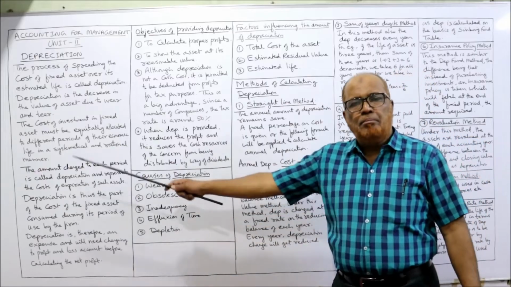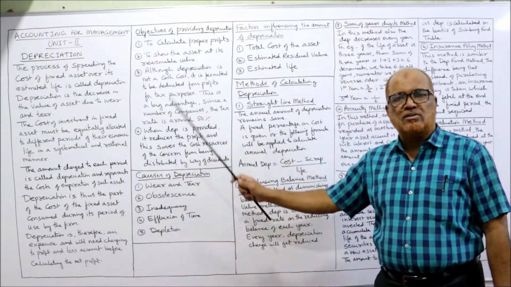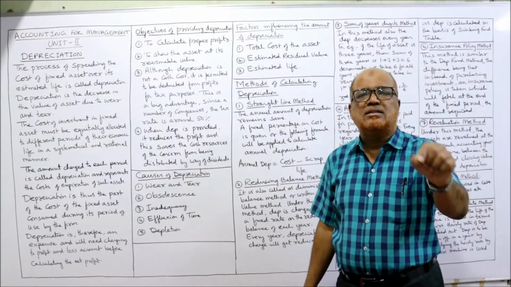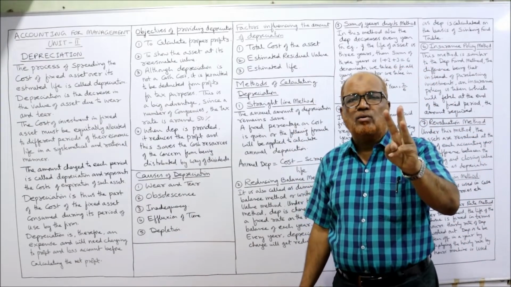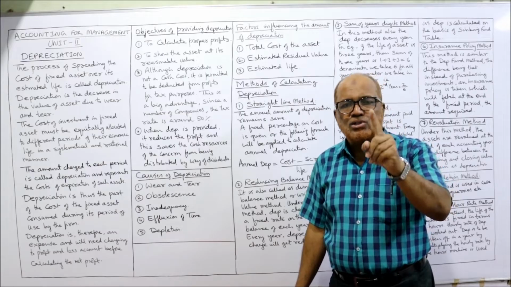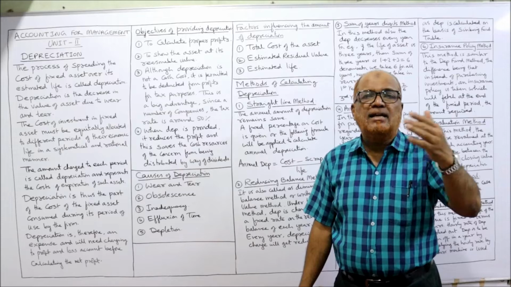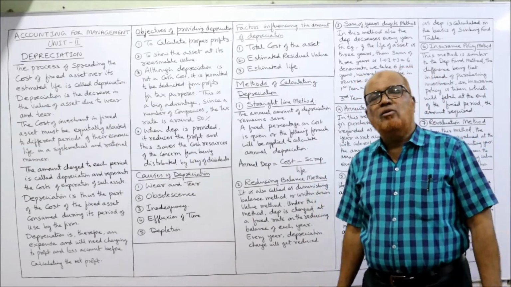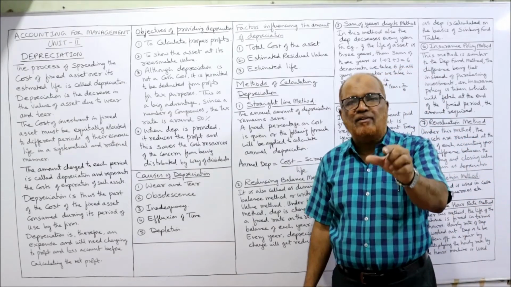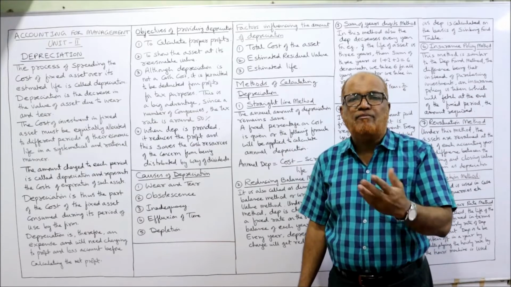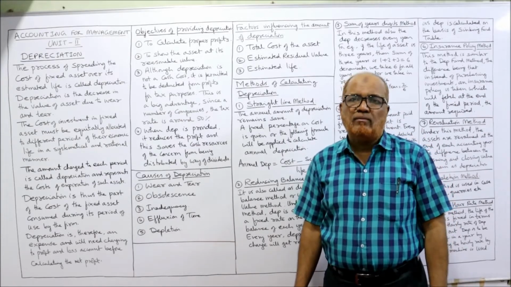So what I have explained is the meaning of the term depreciation, objectives and causes. Now, what are the factors to be considered for calculating depreciation? Three factors we have to consider. First, the cost of the asset. Secondly, estimated residual value. Residual value means that at the expiry of the life of the asset, it will be sold to get some scrap value. That is called residual value.